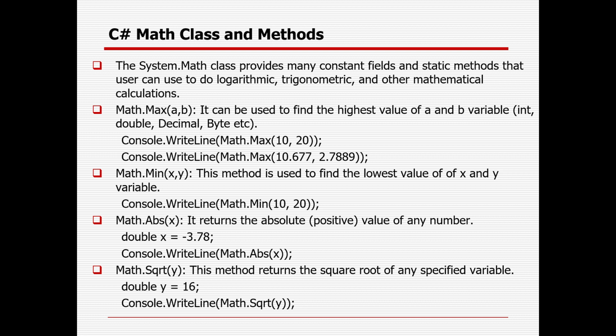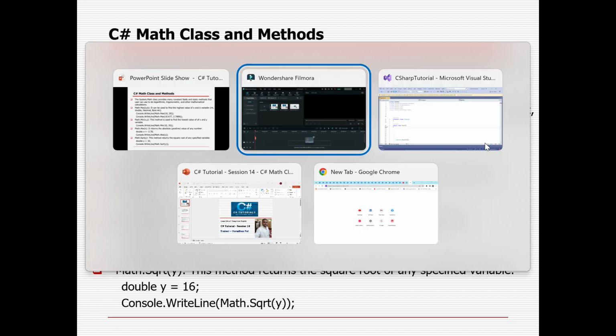The Math.Max method is available. It can be used to find the highest value of any two variables, which can be any data type. It can be integer, double, decimal, byte, etc. Now let's see how we can get the maximum value out of two variables.